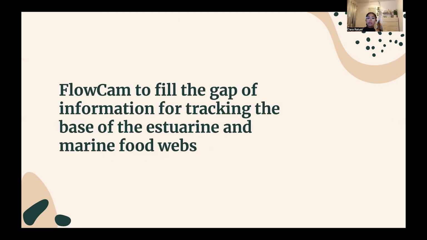With the use of Flowcam, hopefully we will be able to fill a gap of information and put this knowledge towards the tracking of these estuarine and marine food webs.